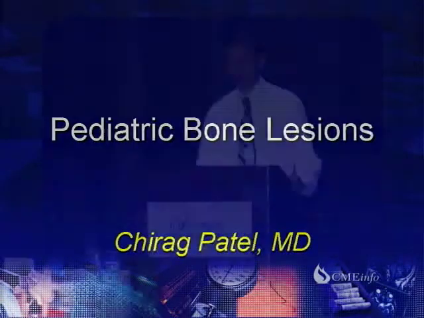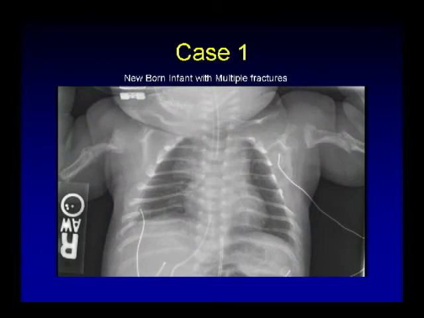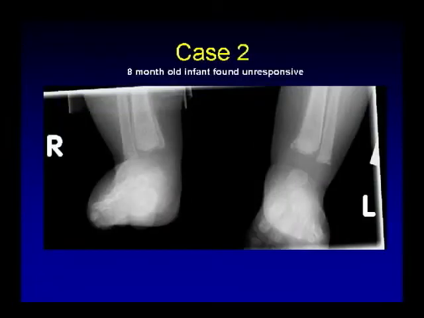I'll begin my discussion on pediatric bone lesions with some unknowns. Starting with the first case, this is a chest radiograph on a newborn with multiple fractures. Second case is ankle radiographs as a part of a skeletal survey in an 8-month-old infant found unresponsive.